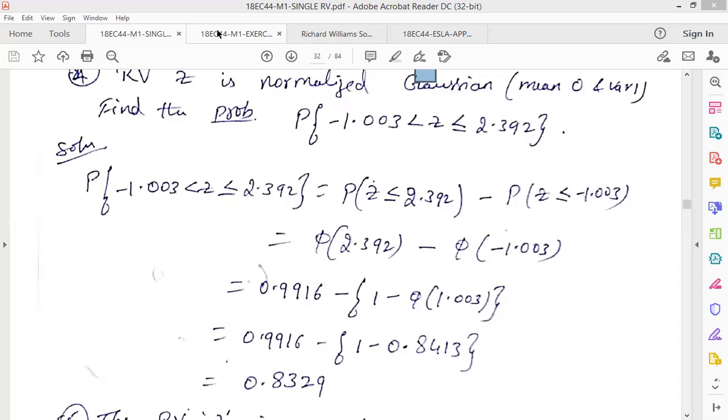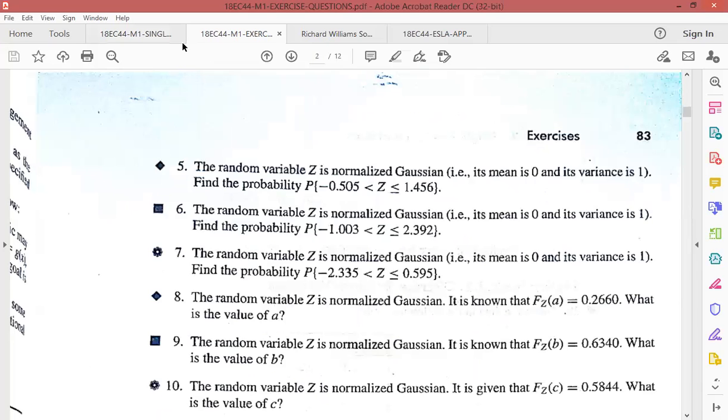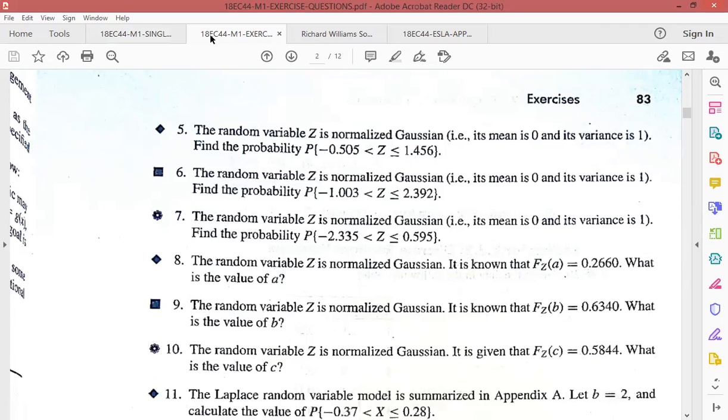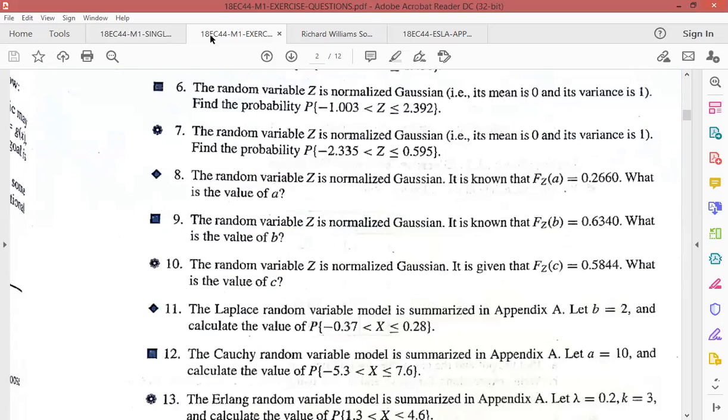0.84 ma'am, total answer. Okay, okay, correct. Similarly, you can solve some other problems which are being given here. Depending on the values that you have taken, you'll be getting a nearby answer. So similarly, I'll be distributing this. You have to solve 7, 8, 9, and 10.